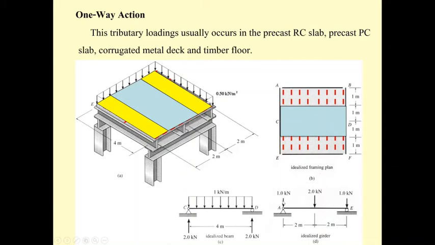Since the reaction of beam CD is 2 times that of beam AB and beam EF, the reaction of beam AB is 1, of beam CD is 2, and of beam EF is 1. So the big girder is going to support the force like this, which is different from the small beam.